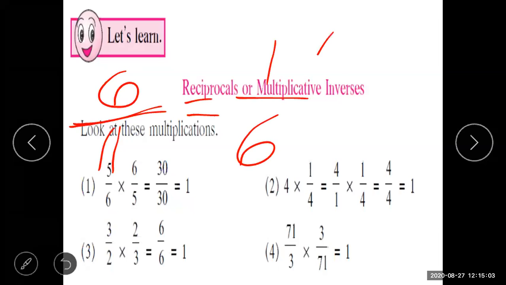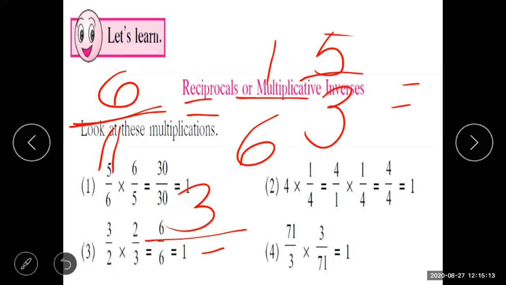If I take a number 5 upon 3, now what is the reciprocal of 5 upon 3? Opposite, the inverse of it. What will it be? 3 upon 5.